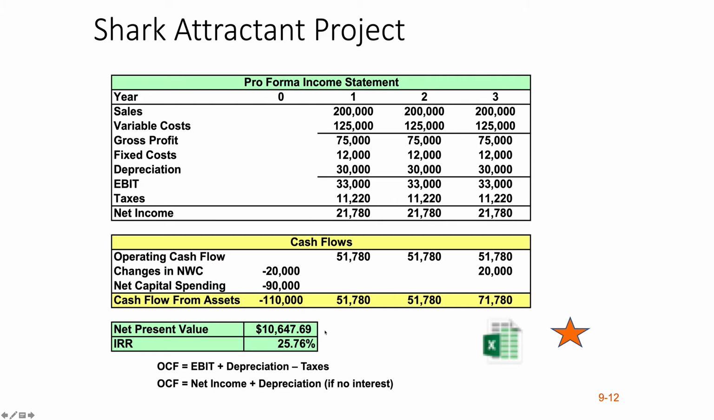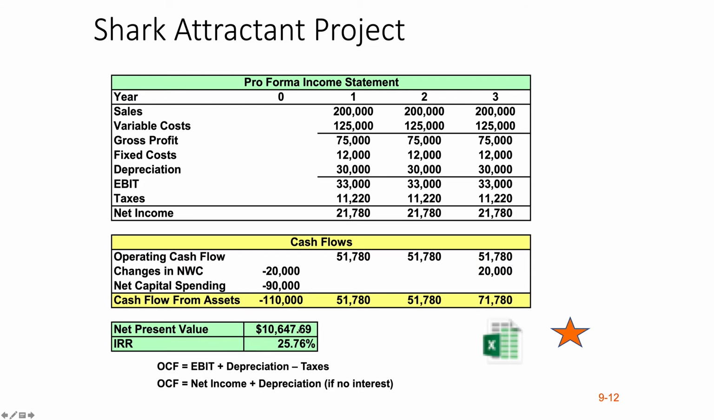Now, how do you calculate the internal rate of return? IRR, if you use the spreadsheet, is pretty straightforward. You just type IRR, and select from cash flow 0 up to cash flow 3. The result is 25.76%. So if the cost is 20%, then you also accept it. So both are positive for this project.